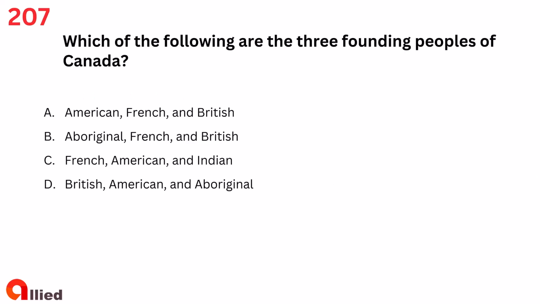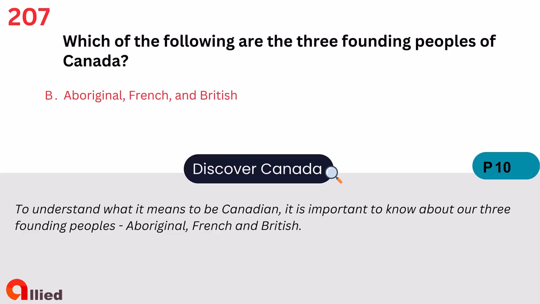Question 207. Which of the following are the 3 founding peoples of Canada? A. American, French, and British. B. Aboriginal, French, and British. C. French, American, and Indian. D. British, American, and Aboriginal. The answer is B. Aboriginal, French, and British.